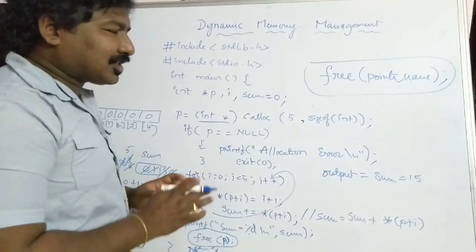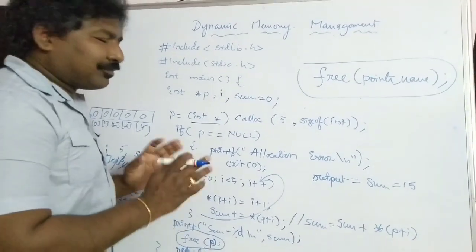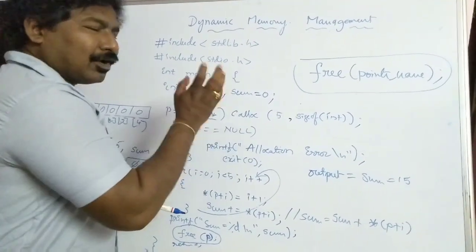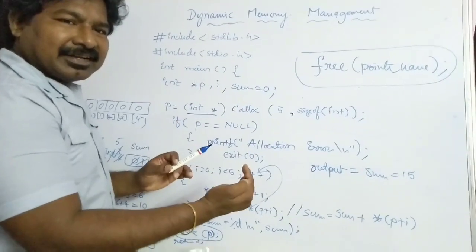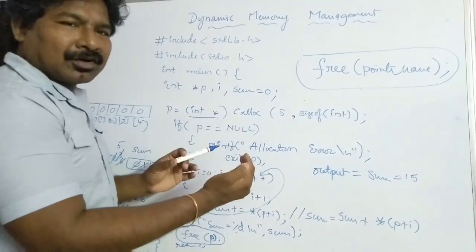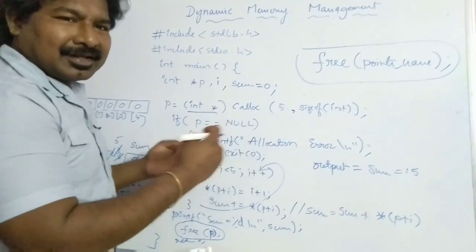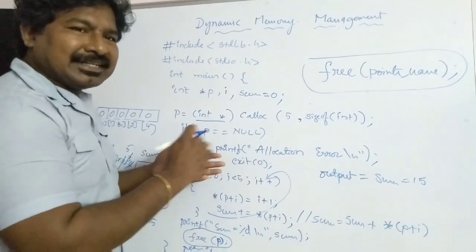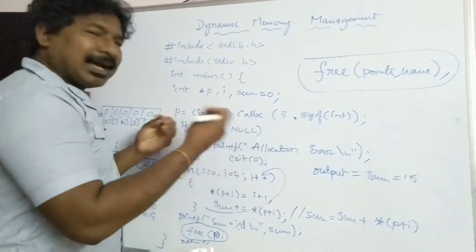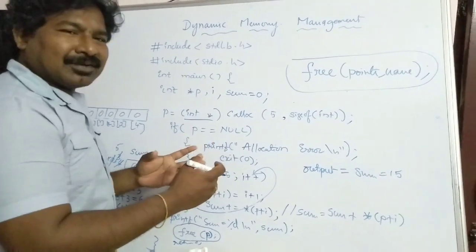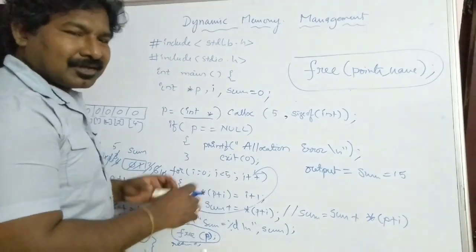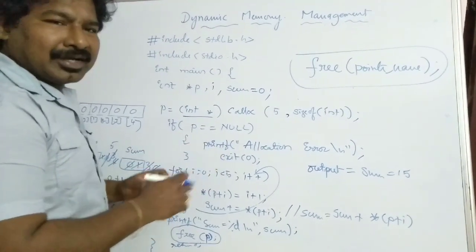So here once again I am just repeating the difference between a malloc and calloc. In case of malloc, a single block of memory is allocated. In case of calloc, there may be a number of blocks allocated and each and every block is interlinked. And malloc will have the initial values as garbage values, whereas calloc will have the initial values as 0. So that is the primary difference between a malloc and a calloc.